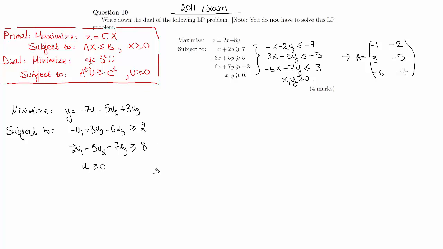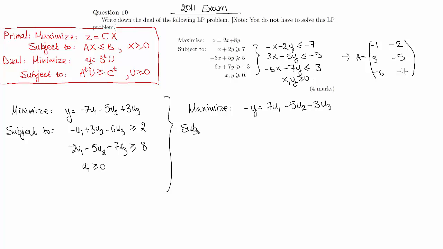So this will be the dual problem, and now we will just write it down in standard form and as a maximize problem. So that will give us maximize. When we turn a minimize into a maximize problem, we just multiply the objective function by -1. So we will have minus y equals 7u1 plus 5u2 minus 3u3.